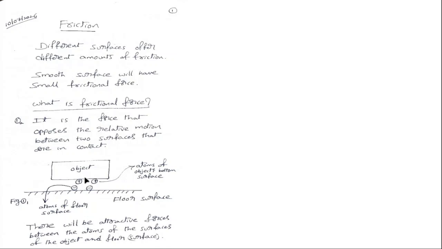And the origin of friction is linked to electric forces of atoms. See, I have shown here that the bottom surface of the object is going to have positive ions, and the floor surface is going to have negative ions. The electric attractive forces between these ions are responsible for the presence of frictional force.